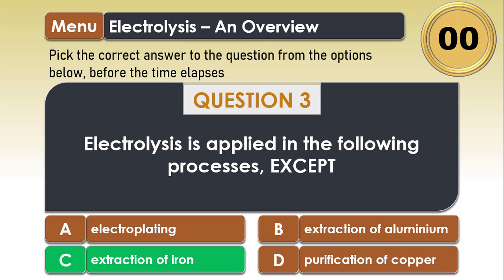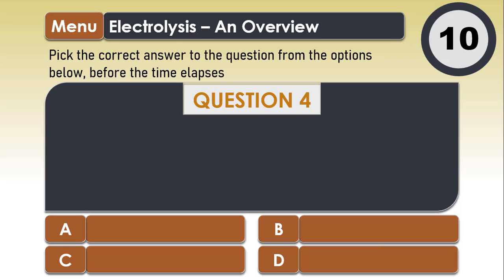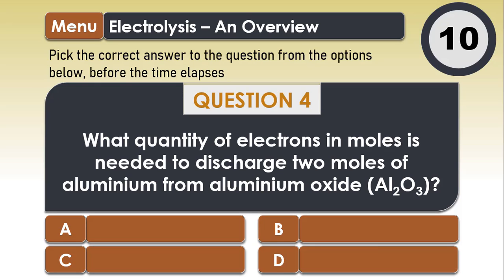And the answer is C. Extraction of iron. Next question. What quantity of electrons in moles is needed to discharge 2 moles of aluminium from aluminium oxide? A. 2, B. 6, C. 4, D. 1.